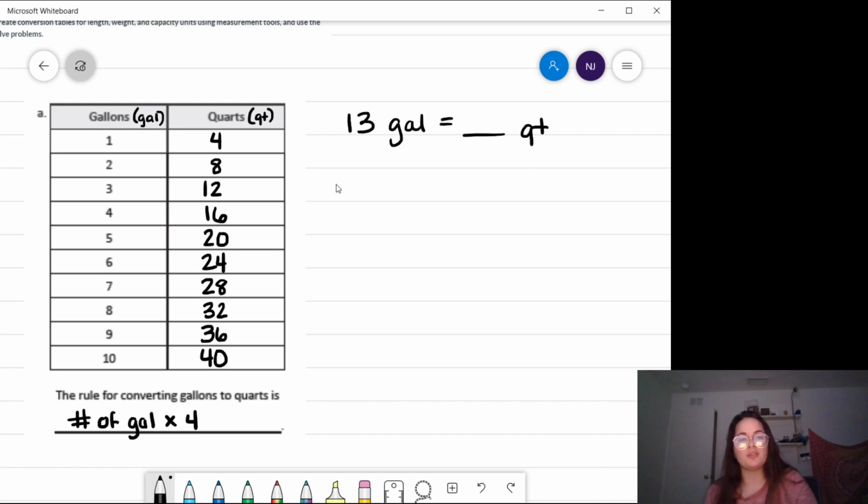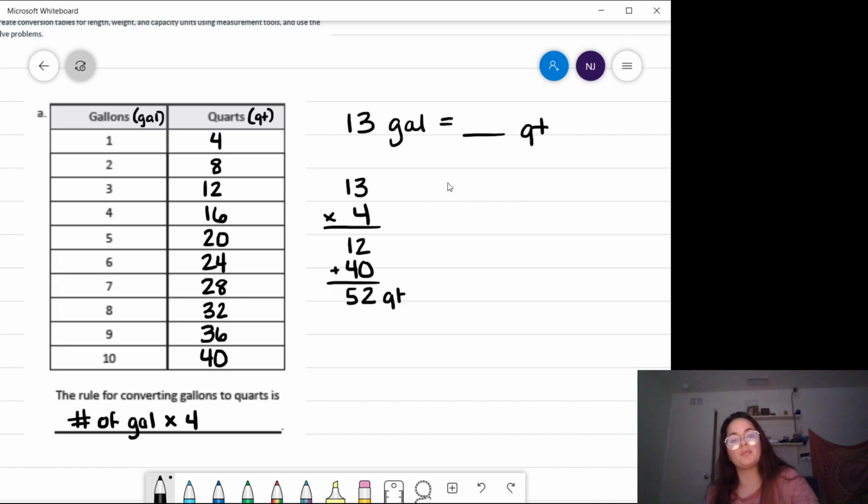All right, I think you're ready to go over the answer. So what we could do is follow our conversion rule. We could take the number of gallons, 13, and multiply it times 4. So 4 ones times 3 ones is 12 ones. 4 ones times that 1 ten in the tens place is 40. Add those together, and you get 52 quarts.